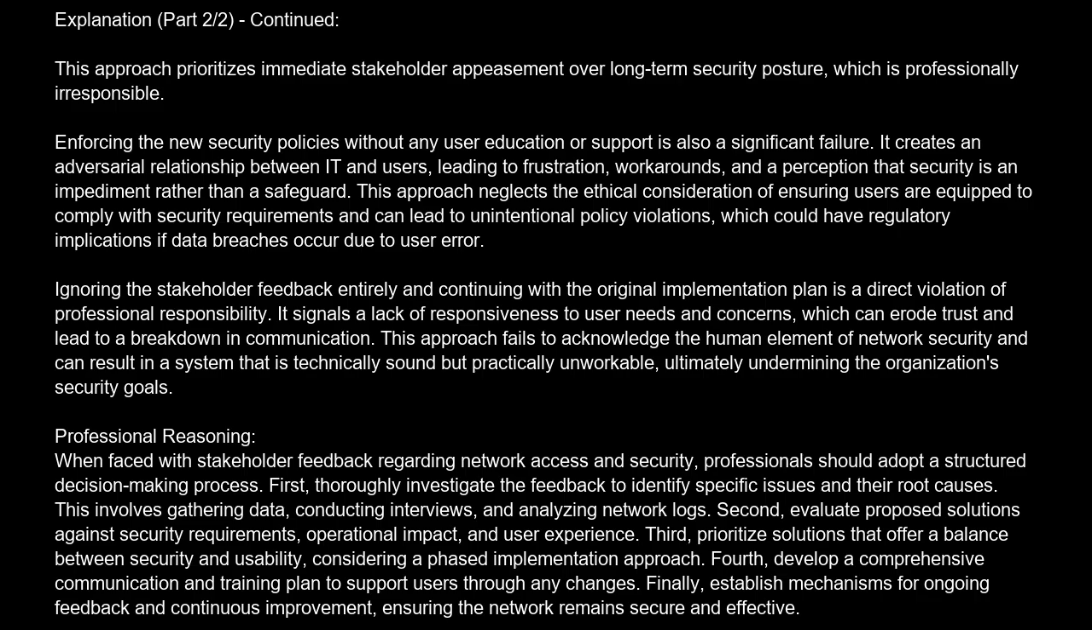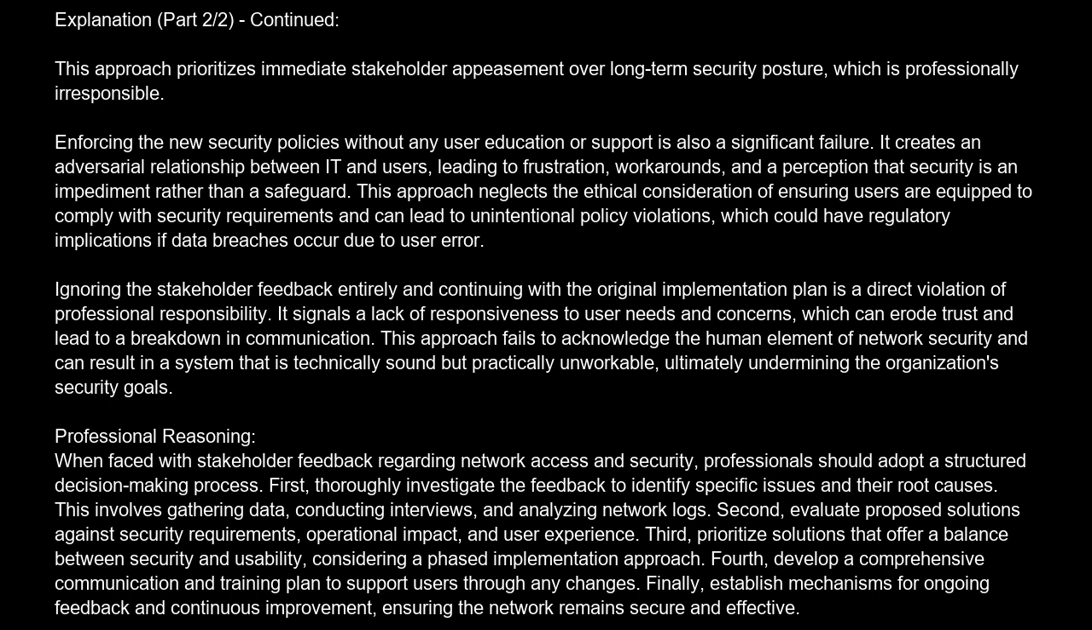Professional reasoning. When faced with stakeholder feedback regarding network access and security, professionals should adopt a structured decision-making process. First, thoroughly investigate the feedback to identify specific issues and their root causes. This involves gathering data, conducting interviews, and analyzing network logs. Second, evaluate proposed solutions against security requirements, operational impact, and user experience.